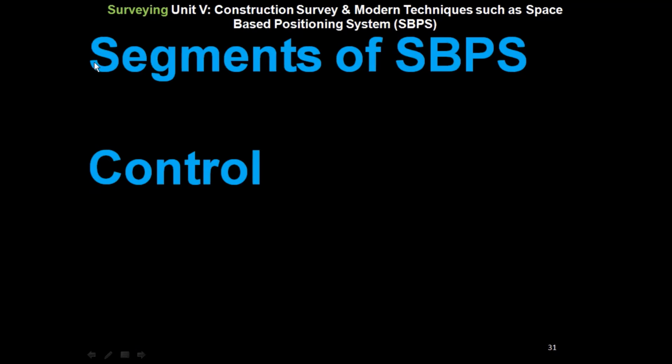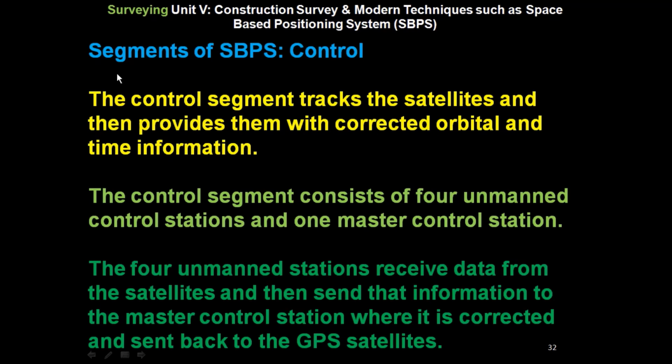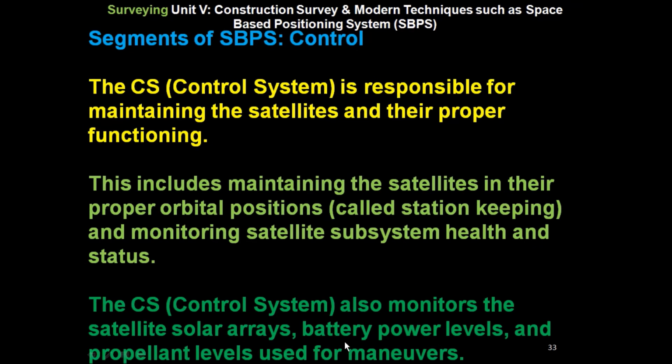Now we will see another segment of SBPS, that is space-based positioning system, the control segment. The control segment tracks the satellites and then provides them with corrected orbital and time information. The control segment consists of 4 unmanned control stations and 1 master control station. The 4 unmanned stations receive data from the satellite and then send that information to the master control station, where it is corrected and sent back to the GPS satellites.